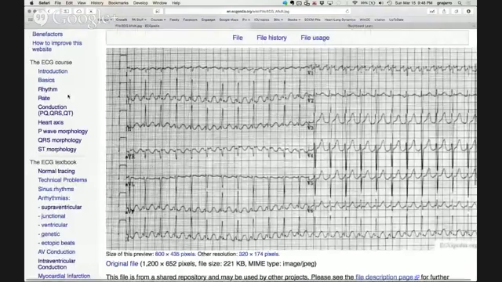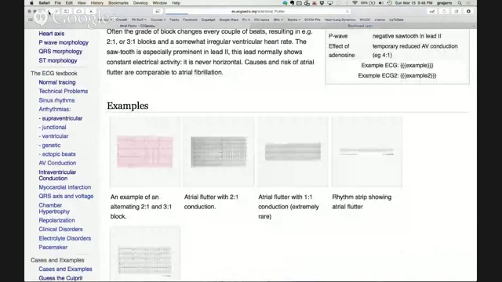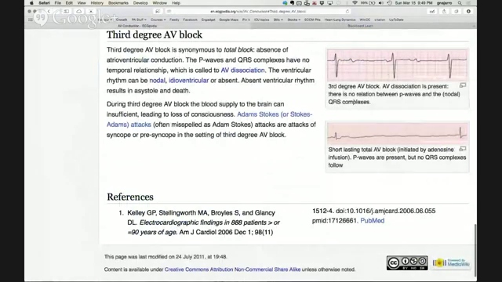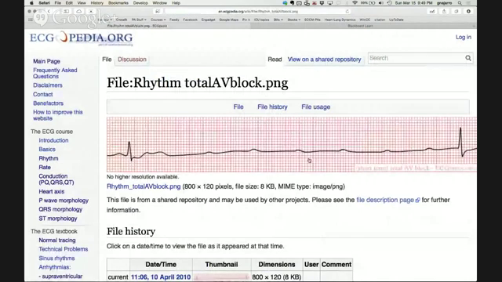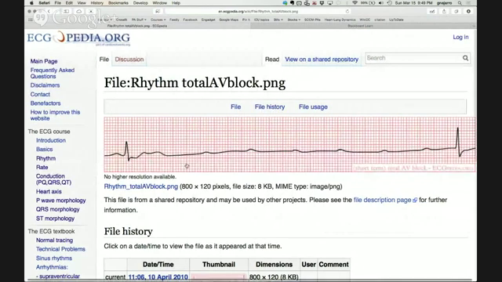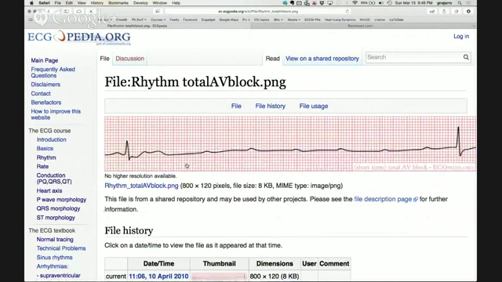Let me see if I can show you an example of third degree. I think I showed some in class, but let me see if I can find some more here for you. So this is a good one. Here we have a rhythm strip. And remember, a rhythm strip is just a single strip or maybe just two leads, and it's usually only 6 seconds long. When somebody hands you a rhythm strip, it's literally going to be a small strip of paper. When somebody hands you a 12 lead, it's going to be a full 8.5 by 11 sheet of paper.